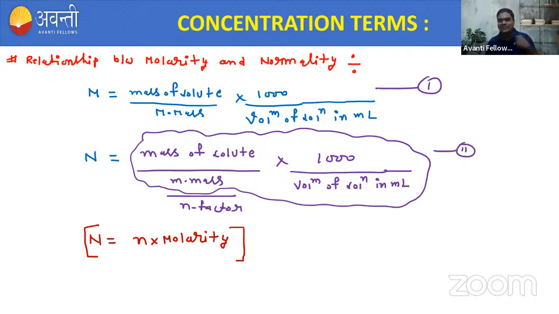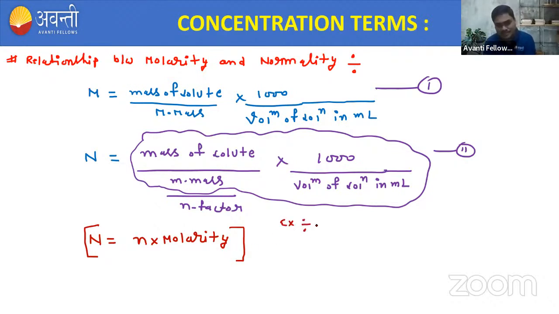So if you know the n factor, then you can easily calculate either molarity or normality if one of them is given. If the normality is given, knowing the value of n, you can calculate molarity. Similarly, if the molarity is given, knowing the value of n, you can calculate normality. And how to calculate the value of n, I have already explained to you. Let me show one example.